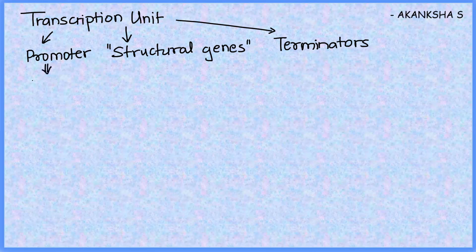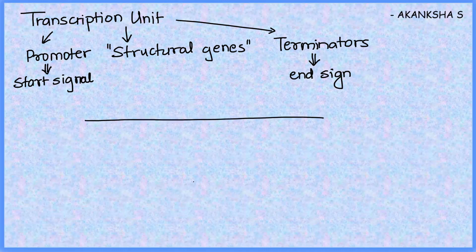So promoter is nothing but the start signal. Okay, it gives you a red sign, sorry, it gives you a green sign, my bad, to start the transcription, and terminators are like the red signals which give the end sign to stop the transcription. Now let's see how these are arranged. Let's say, for example, we have got our two strands running over here. We have one 5 prime to 3 prime. Another one is 5 prime to 3 prime.